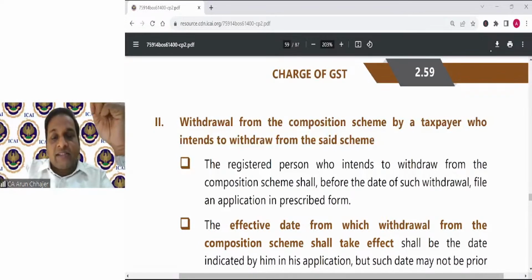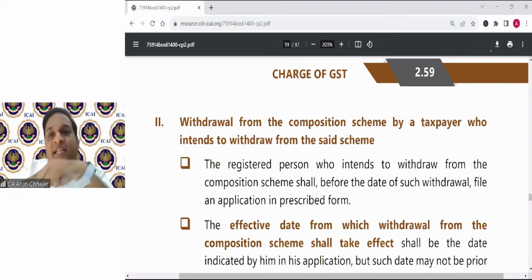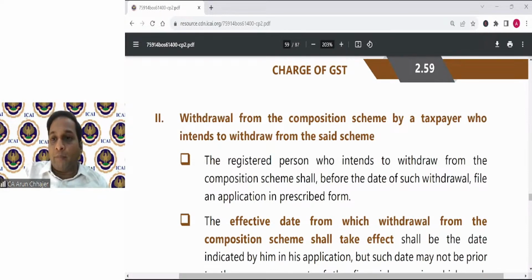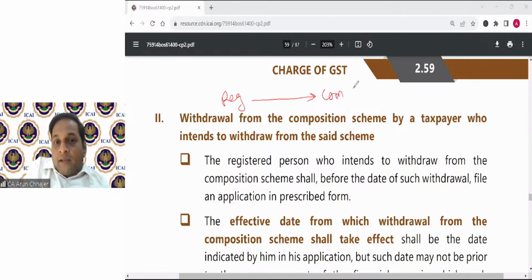So in the last point, we discussed where he is not satisfying any of the conditions or restrictions. Now, in the second point, we are discussing where he is intentionally withdrawing from the composition scheme. Earlier we discussed switching over from regular to composition, that is opting into the composition. And now we are talking about the reverse situation, opting out from the composition.